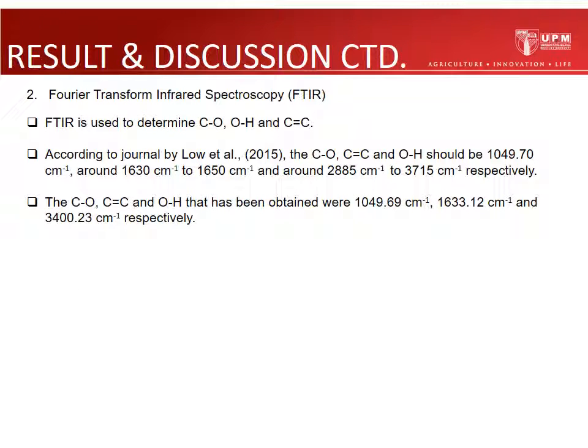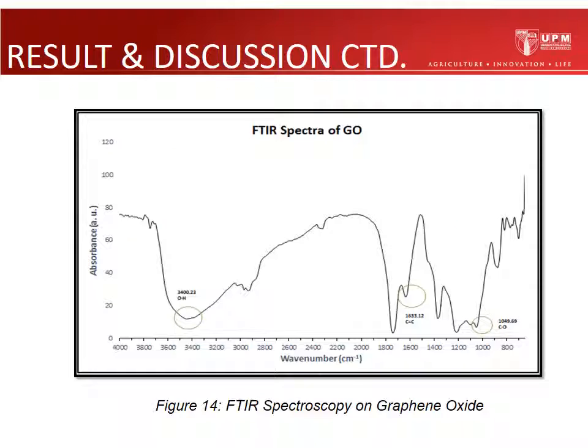Now FTIR. Basically, FTIR is used to determine C-O, OH, and C=C. The result obtained is approximately the same as in the journal. This is the FTIR spectra of GO. The red circles show the OH, C=C, and C-O.